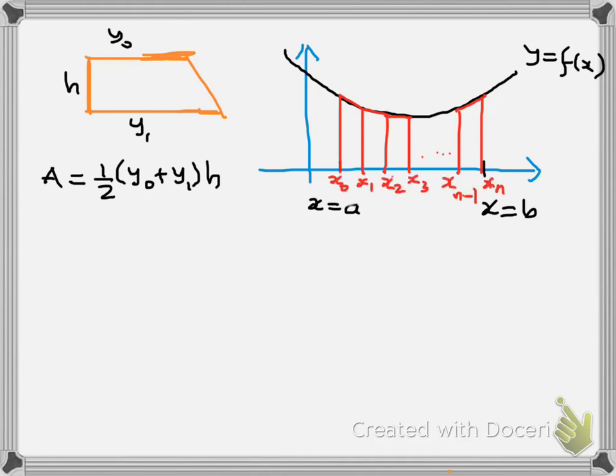Starting from the initial point, we'll call that x sub 0, that will be A, and then x sub 1, x sub 2, x sub 3, and so on. The distance between each of the x's is going to be the same, and that's going to be your h. Their corresponding heights, as the parallel sides, for the first trapezoid are y sub 0 and y sub 1, for the second trapezoid y sub 1 and y sub 2, and so on.